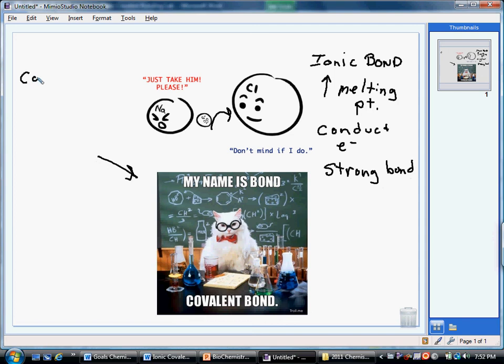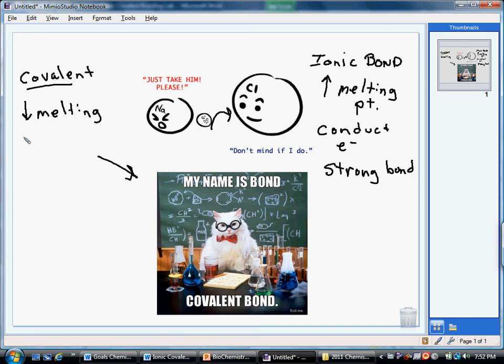When we look at covalent bonds, they can be found in our organic molecules, like sugar, for example. These things have low melting points, and if you remember the lab that you did, the sugar melted, okay? It had a low melting point. It melted on a hot plate.